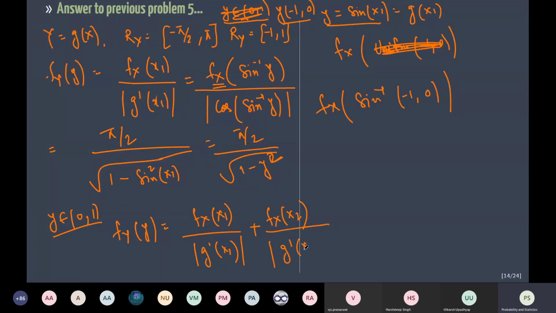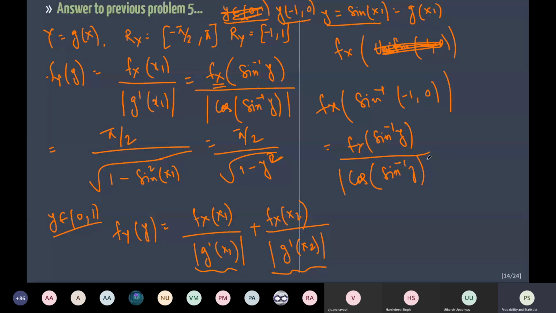Okay, so g prime of x2. So this is what we have. This is on the partition 1 and this is on the partition 2, and this is for y in (0, 1). Now if we compute this, then this will be what? fx of sine inverse y by mod of cos of sine inverse y. So that's what we know.